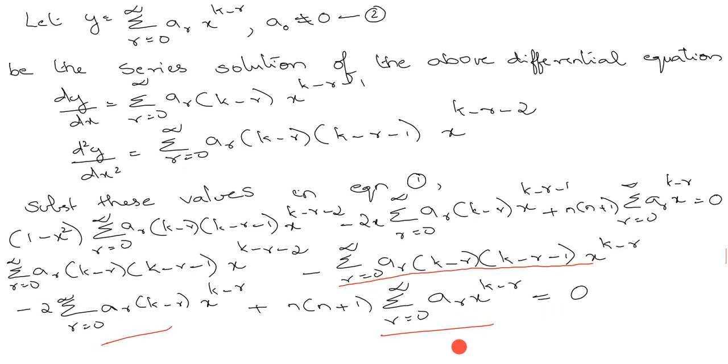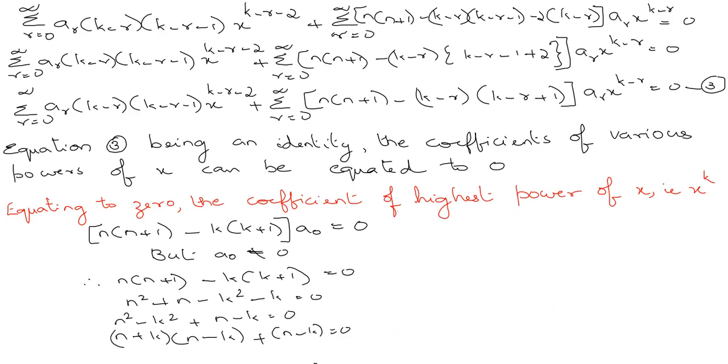Now these three terms have a common factor, that is x raised to k minus r. So we will group these three terms together in the next step. The first term is written as it is, which is sigma r is equal to 0 to infinity ar into (k minus r) into (k minus r minus 1) into x raised to k minus r minus 2, plus sigma r is equal to 0 to infinity of [n into (n plus 1) minus (k minus r) into (k minus r minus 1) minus 2 into (k minus r)], the whole thing into ar into x raised to k minus r is equal to 0.